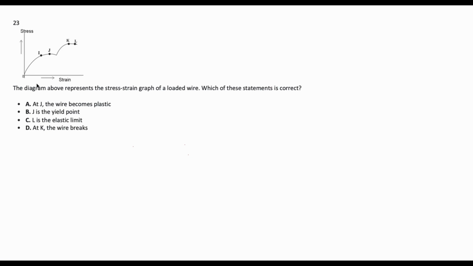Question 23. The diagram above represents the stress-strain graph of a loaded wire. Which of these statements is correct? Now let's look at this graph in itself. Now the region between the origin O here and I is called the region of proportionality. Now the region of proportionality is simply that region where as you apply load to the material, it still obeys Hooke's law.